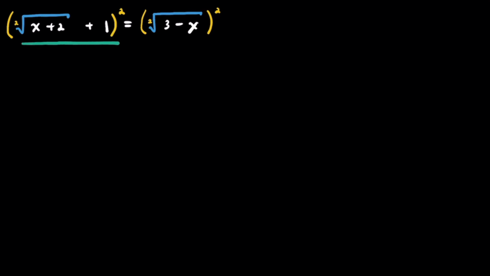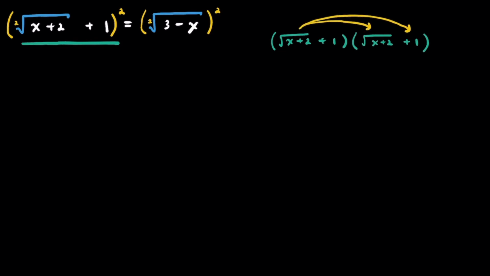And for this last equation, we have the square root of x plus 2 plus 1 is equal to the square root of 3 minus x. Unfortunately, we can't isolate either of the radicals, so we're just going to have to square both sides right away. While the right side works out nicely, the left side's a bit messy. When squaring the left side, try not to fall into the trap of just squaring each of the terms. Remember that you actually have to FOIL it.